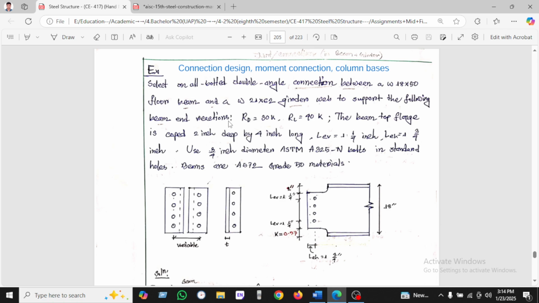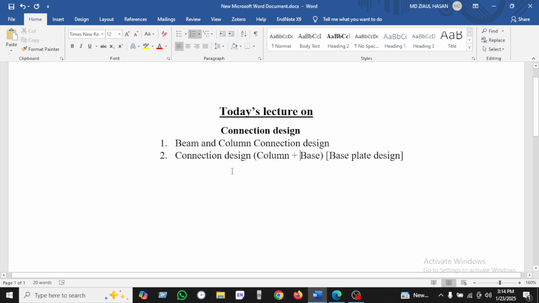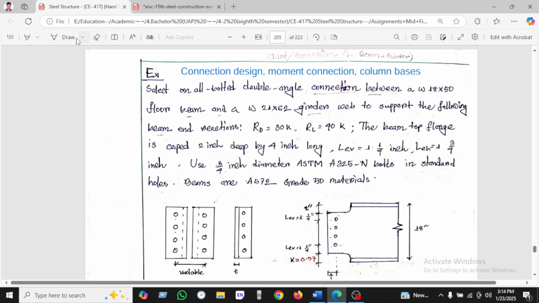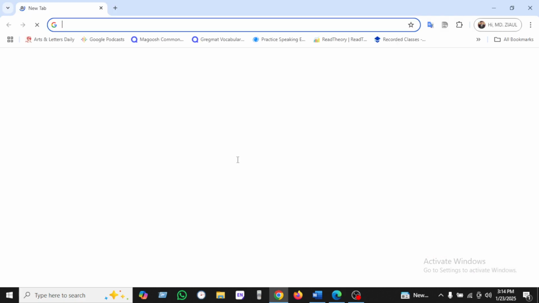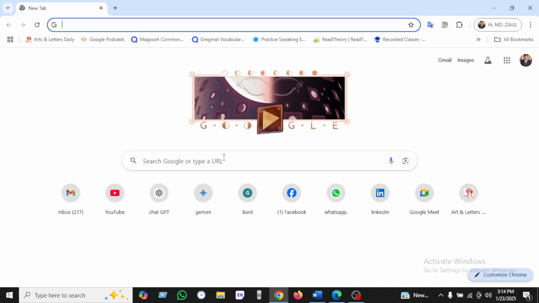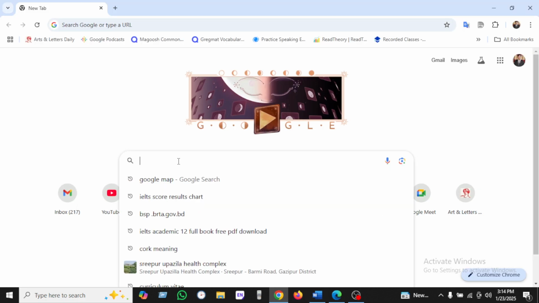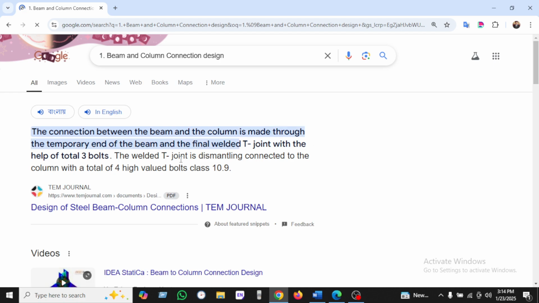Here is the connection design. You can see this is the first part, which is the beam column connection. So let's see. Now I'm reading the question first. If you want to see what a beam column connection design looks like, you can just search on Google, and you can find beam column connections.